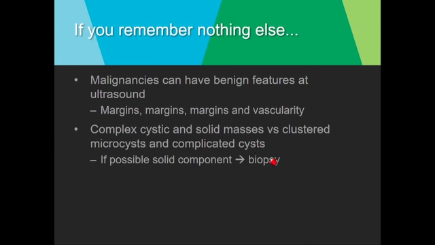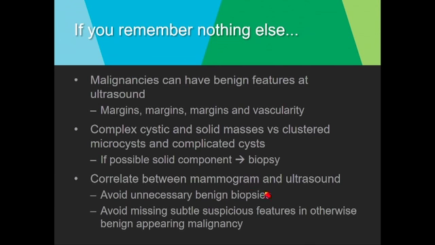Complex cystic and solid masses versus clustered microcysts and complicated cysts can be very difficult to distinguish. Remember that about a third or more complex cystic and solid masses can be malignant, so if you just can't tell and you think there might be a solid component, do the biopsy. And then remember to correlate with the mammogram. This can help you avoid unnecessary biopsies and also avoid missing subtle suspicious features and otherwise benign appearing malignancy.